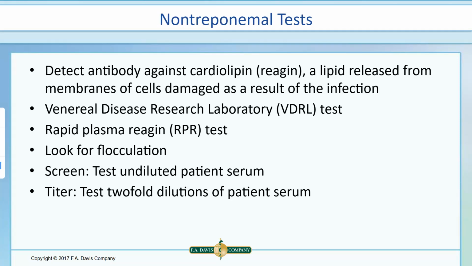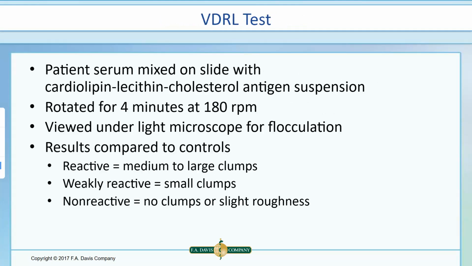So going through the VDRL test, patient serum is mixed on a slide with cardiolipin, lecithin, cholesterol antigen suspension. It's rotated for 4 minutes at 180 RPM, viewed under light microscope for flocculation. Results are compared to the controls. Reactive would be medium to large clumps, weakly reactive would be small clumps, and non-reactive would be no clumps or slight roughness. The RPR test, patient serum is mixed on a card with charcoal particles coated with cardiolipin antigen. You rotate it for 8 minutes at 100 RPM and observe for macroscopic flocculation. Flocculation is just clumping.